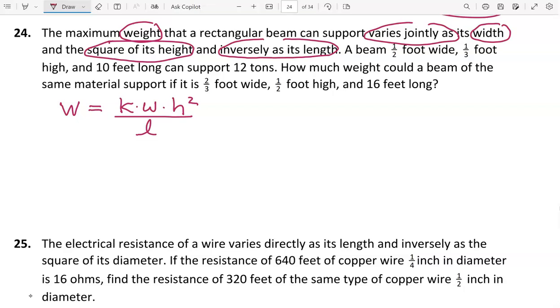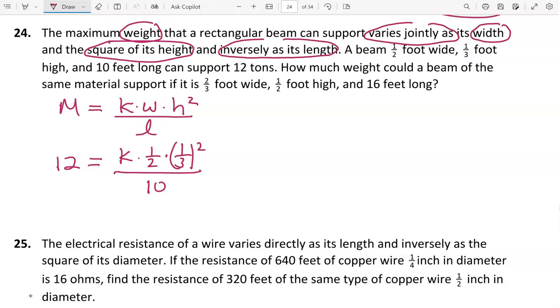If a beam is 1/2 foot wide, so actually it occurs to me now that I have two W's in here, so I'm going to change one of them. Let's change that maximum weight to an M for maximum. So a beam that is 1/2 foot wide, so that would be the value of W. 1/3 foot high, so that would be the value of H, so we have a 1/3 squared there. And 10 feet long, so that would be the value of L, can support 12 tons. So that's the maximum weight in tons.